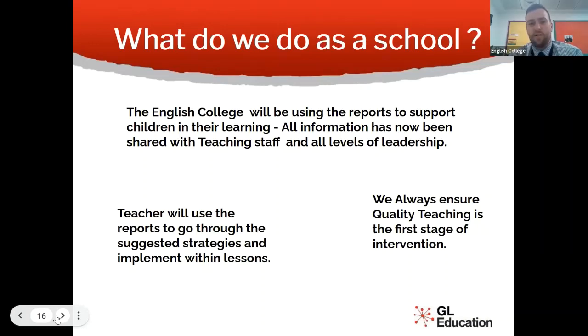And that links on quite nicely to this slide about what do we do as a school. So it's just as parents to reassure you that the information has been shared with all teachers and all levels of leadership, heads of faculty, heads of school, etc. And what teachers will be doing from now. I think we've actually got a training day coming up very soon where teachers will be really sifting through these with a fine-tooth comb, and we'll be developing further training for the teachers about some of the strategies that we can use in lessons that are going to have great impact. And just really importantly there, we just want to reiterate again, it's not attainment, it's all about ability and potential. And what we always do in the first instance is quality teaching is always the first stage of intervention. So we adapt and we change our teaching strategies to meet the needs of the children in our classes.